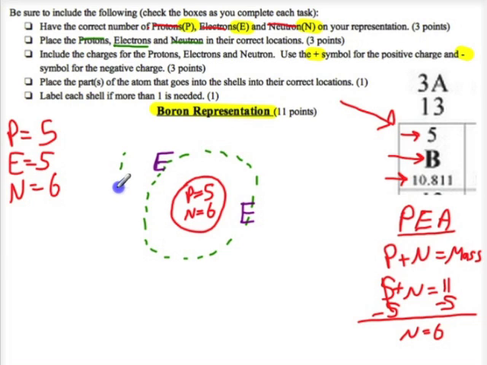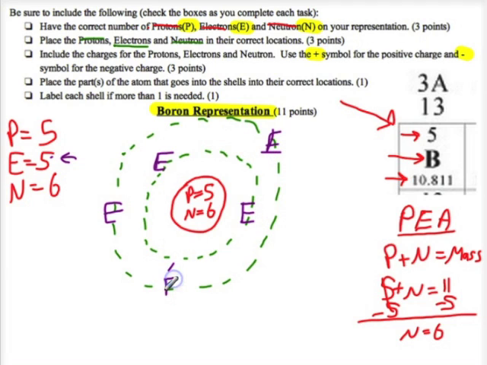So I have one shell, but that's not enough. I'm going to have to add another one. I'm going to change colors back. So I have 2 electrons. How many do I need? Well, it's right here. I need 5. Okay, so I'm just going to space them out a little bit. Oops, sorry. So 1, 2, 3, 4, 5. Okay, so have the correct number of protons. Okay, I've done that. Place the protons, electrons, and neutrons in their correct location. Okay, I get credit for that.